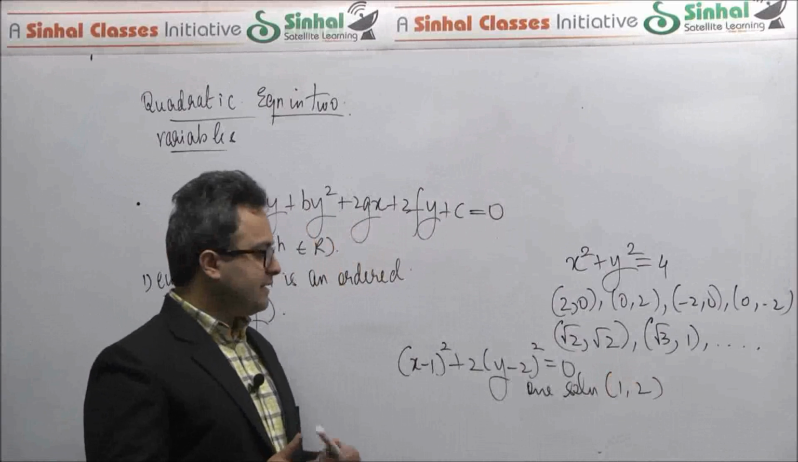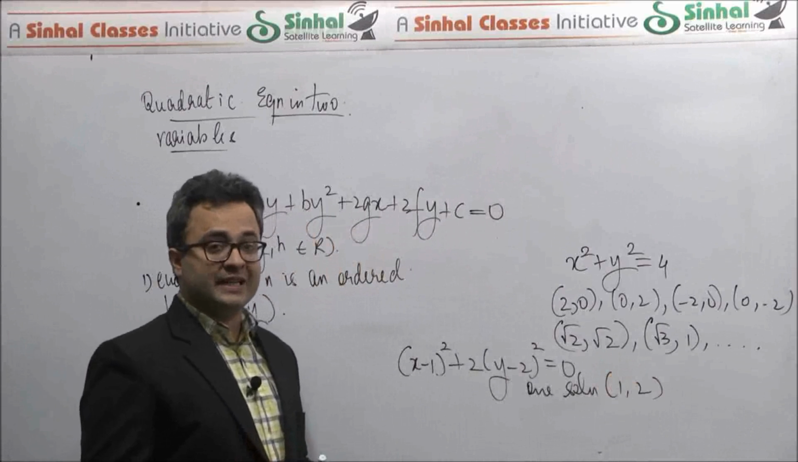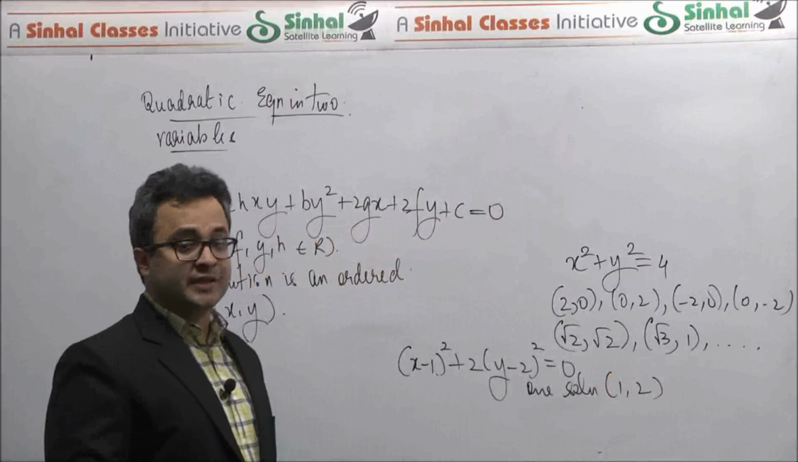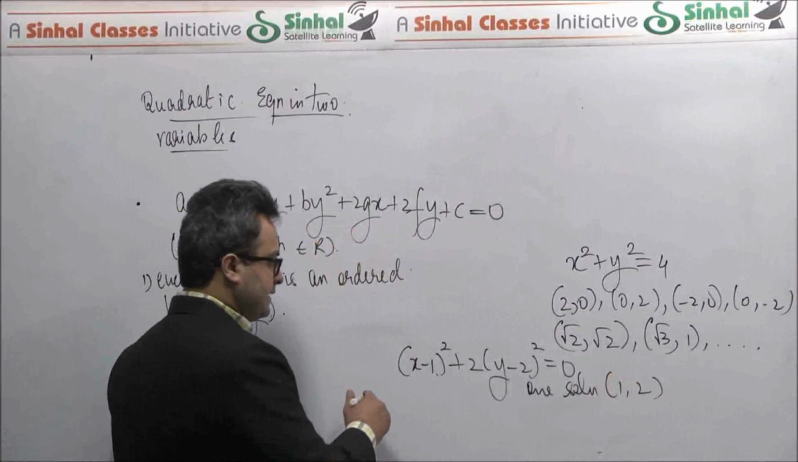And again, a simple example of a situation in which you have a second degree equation in x and y which has zero real solutions, you could have something like this.